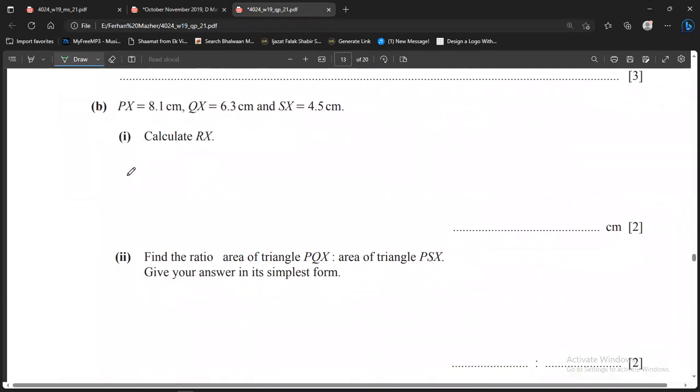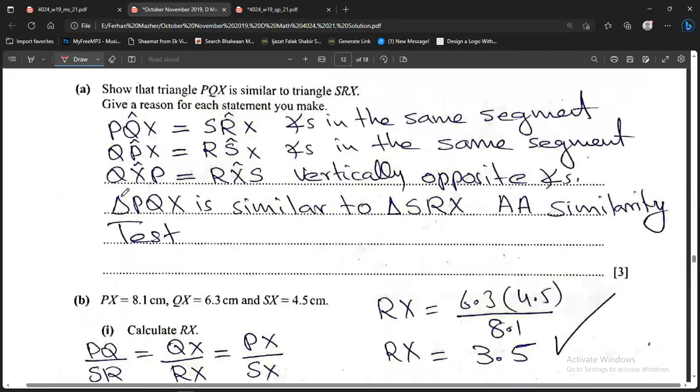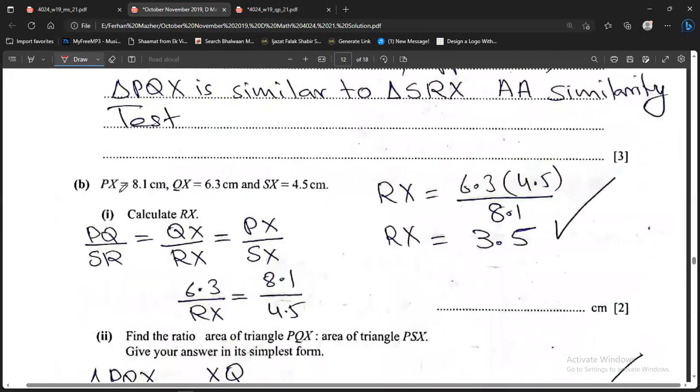Then he says in those similar triangles, PX is equal to 8.1 centimeters, QX is equal to 6.3 centimeters, and SX is 4.5 centimeters. Calculate RX. So as you know from the name, PQ divided by SR equals QX divided by RX equals PX divided by SX. Because they are similar, the ratio of their sides will be constant. I have tried to show you how I have written this ratio of the sides.